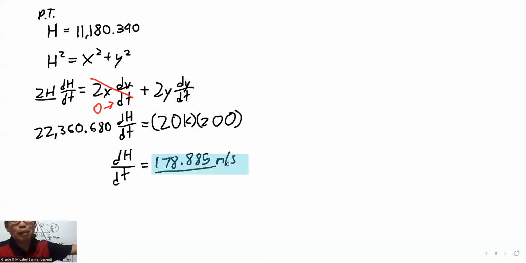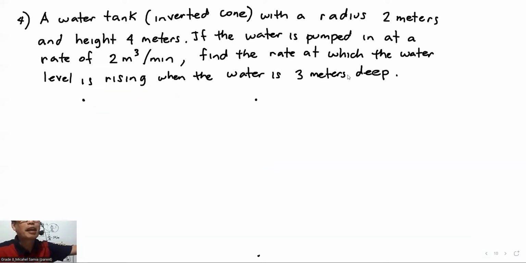Okay, we have another problem. It's a triangle problem. It's a cone, but it's still a triangle when sectioning it. It states a water tank, an inverted cone, with a radius of 2 meters and a height of 4 meters. If the water is pumped in at a rate of 2 cubic meters per minute, find the rate at which the water level is rising when the water is 3 meters deep.